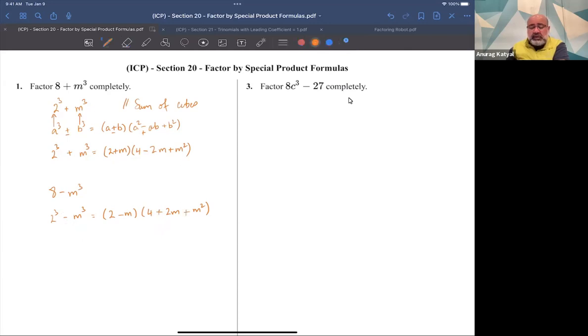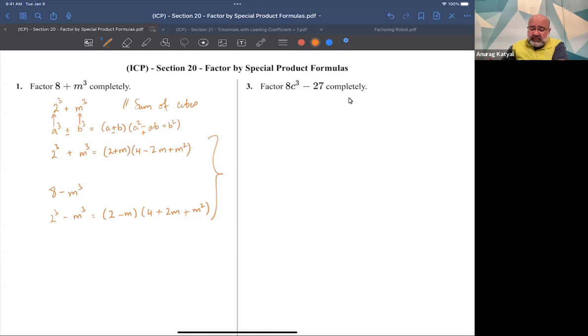And then this sign is always positive. So hopefully you're seeing that you can actually get twice as much work out of just knowing one formula. Because if I give you 8 plus m cubed, the answer is the same as 8 minus m cubed with two signs being different.